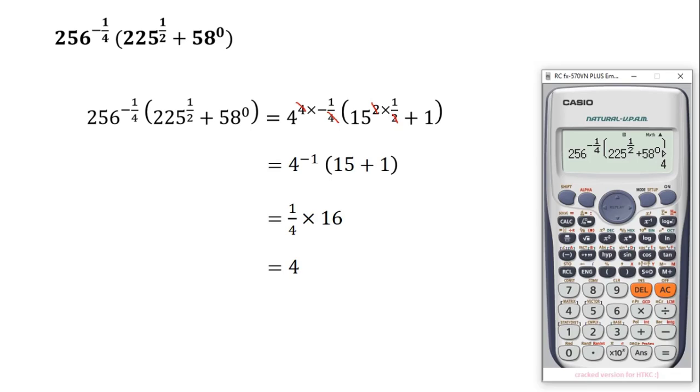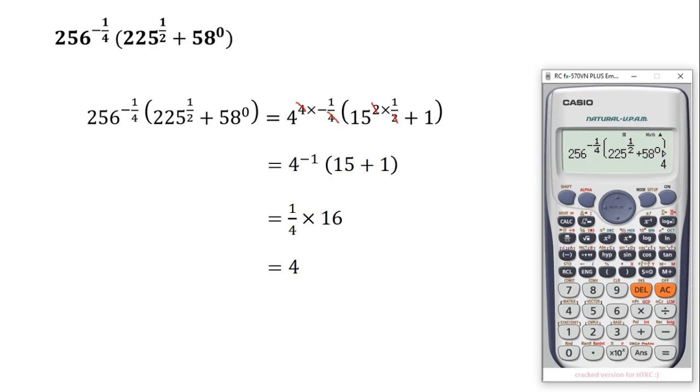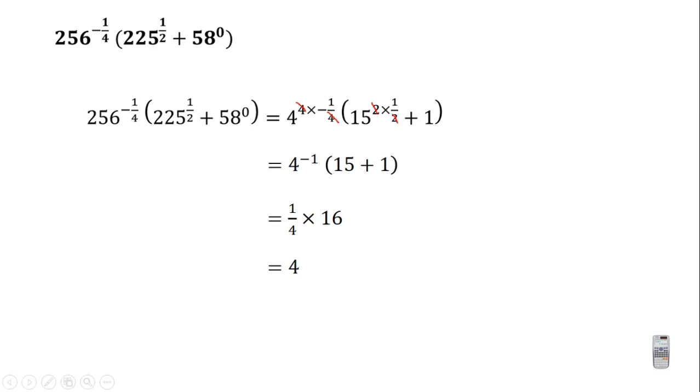So if you have this question in an objective test, just enter the expression on your calculator as we did here, and the calculator will solve it for you. So this is the solution to this question. The solution to 256 exponent minus 1 over 4 into bracket 225 exponent 1 over 2 plus 58 exponent 0 is 4, as we can see here.